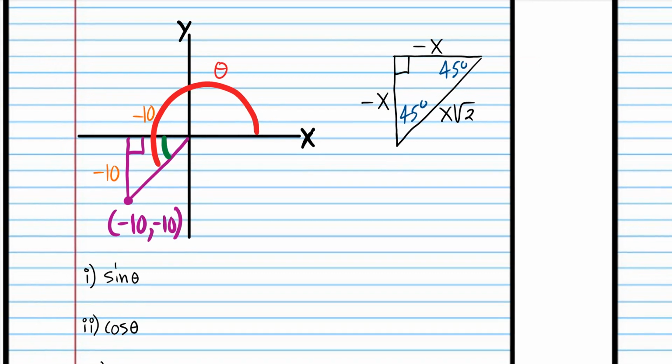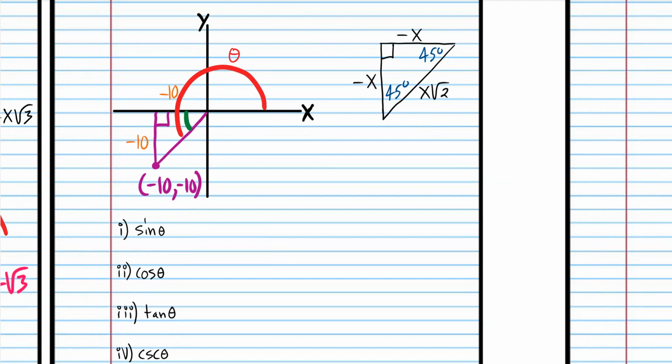So if x, obviously x is 10, right? You see that? So the hypotenuse is 10 root 2. But we don't need x to be 10. We can choose any number for x. We could choose 1. 1 would be a lot easier. If you want to do that, you can. I'm just going to let x equal 10.